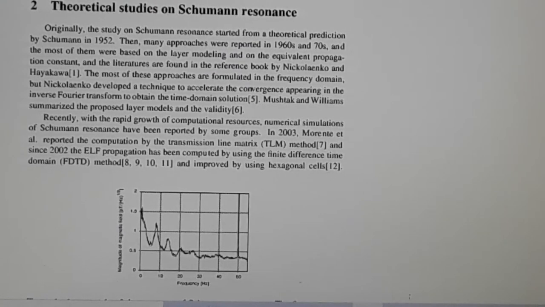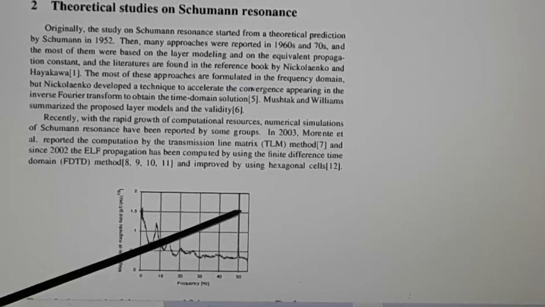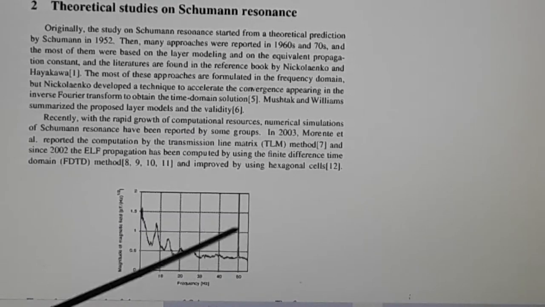All right, where are we? Okay, so this is the chart they're talking about. You see a spike at 60, a continuous tone at 60 there. Okay, we've talked about that before. All right.